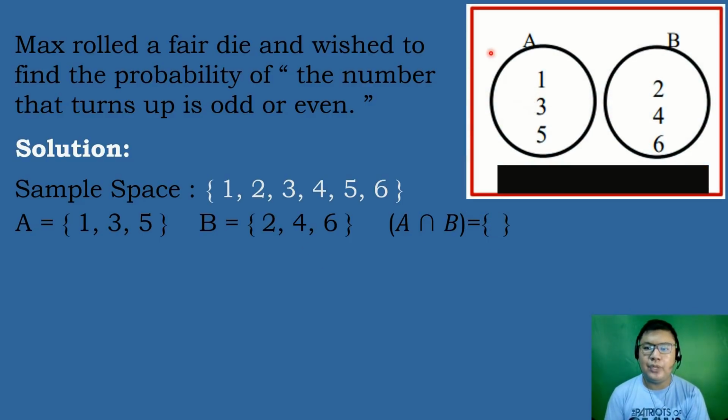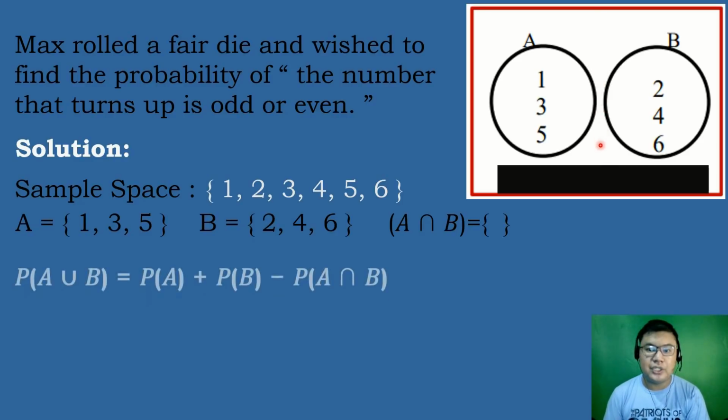And then you can draw a Venn diagram here. So we have two circles. For event A, we have the numbers 1, 3, 5, which are the odd numbers. For event B, we have the even numbers 2, 4, 6. And as you can notice, there is no portion wherein the two circles overlap with each other.